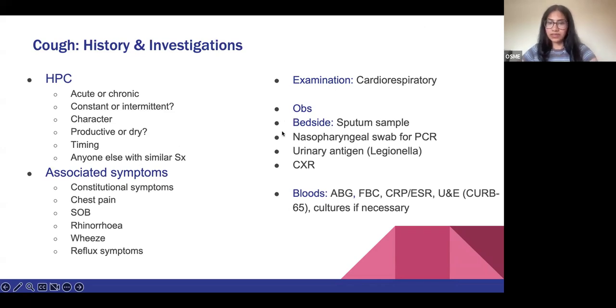Okay, again, most of this is the same, except for these bedside tests. You can take a sputum sample and culture. You might need to do certain stains for TB. Nasopharyngeal swab for viral causes. Again, the urinary antigen. And again, always chest x-ray first if you think it could be a lung cancer.